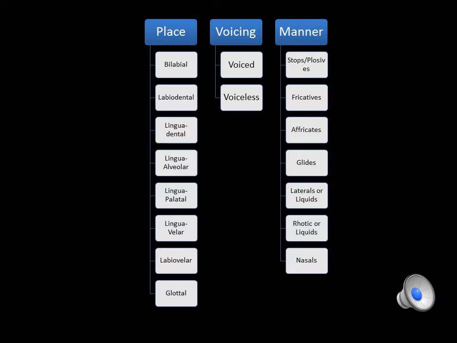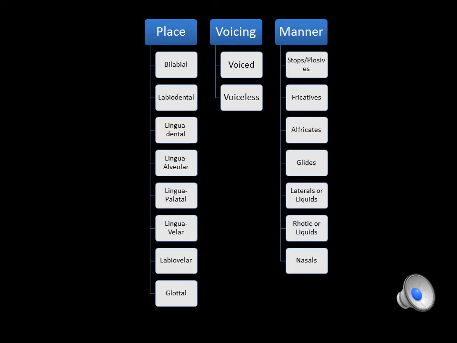The next classification for consonants that we'll discuss is voicing. Voicing refers to whether the vocal folds are vibrating or not. Remember, when the vocal folds are adducted or come together, they're vibrating, and that makes a voiced sound. And when they're open, you can make a voiceless sound. All vowels are voiced, but remember, consonants can be voiced or voiceless.